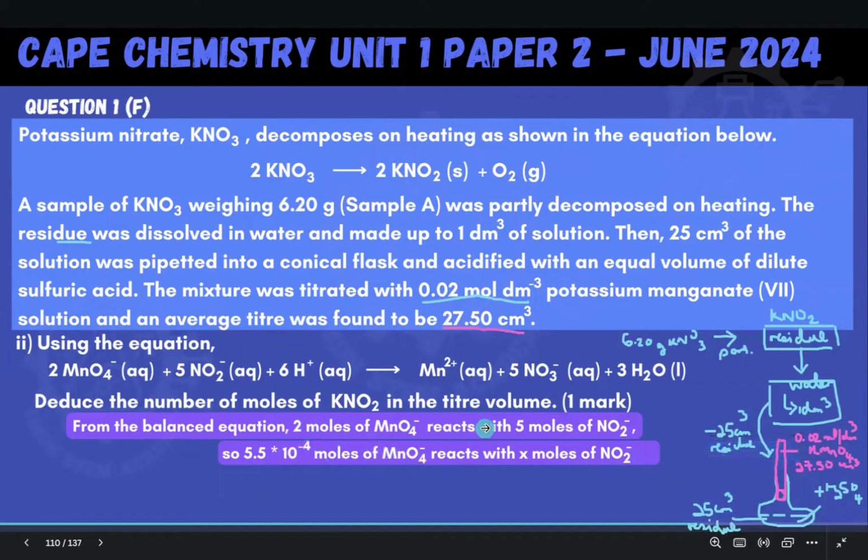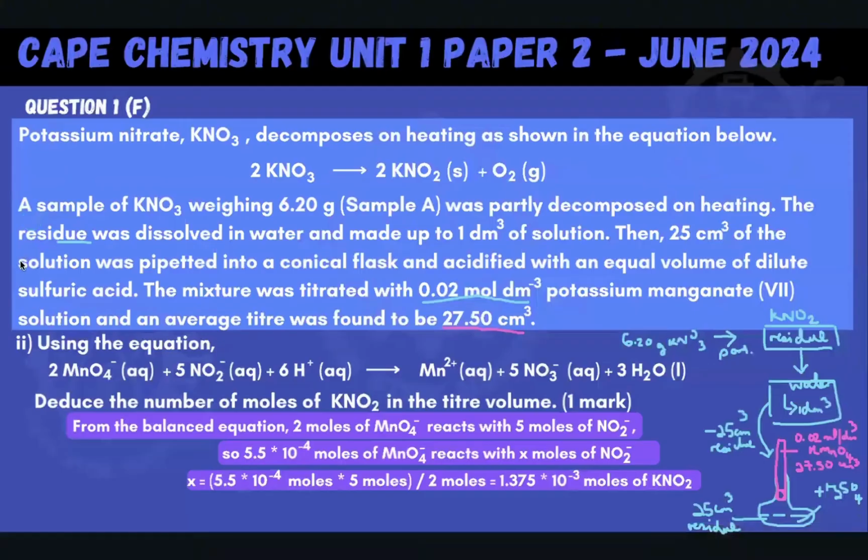And so then we can make a correlation. If 2 moles react with 5 moles, and in this particular titration we only use 5.5 times 10 to the minus 4 moles, that means that there were X moles of nitrite ion in there. And we can find that by using this simple relationship. And so here's what we're going to do now. It's just a simple cross multiplication. So we're going to solve for X pretty much. And so let me just get a pen to show you how we cross multiply in case you're interested.